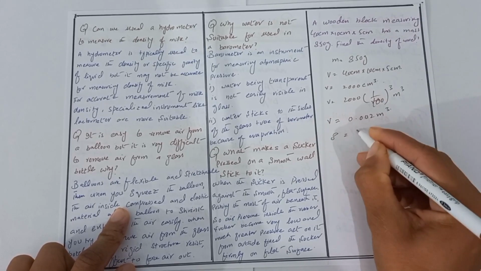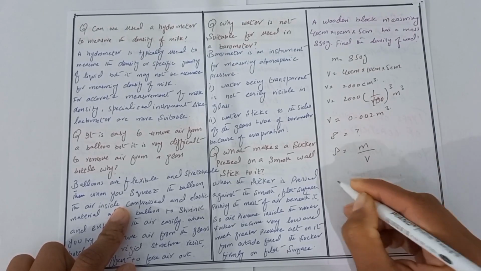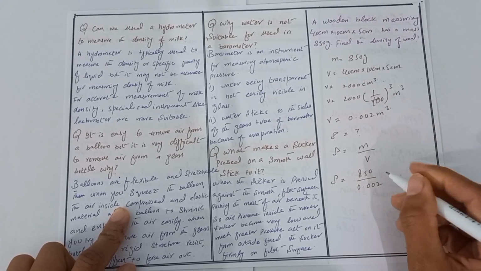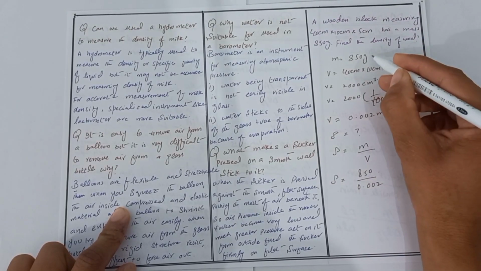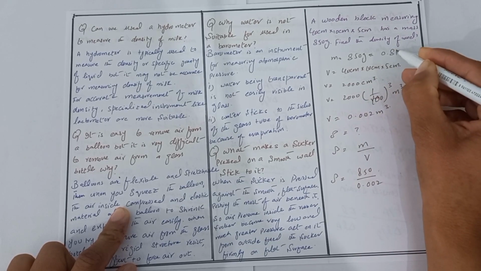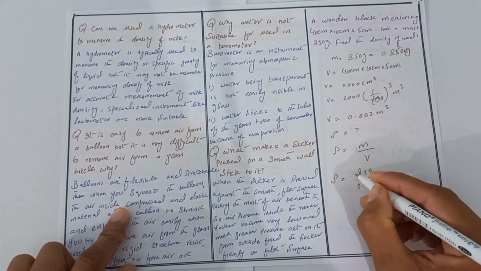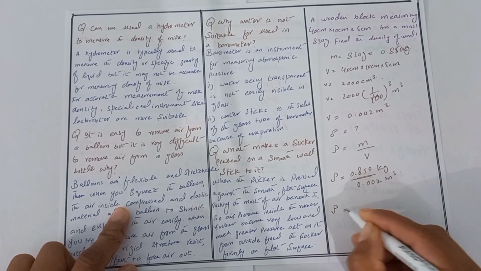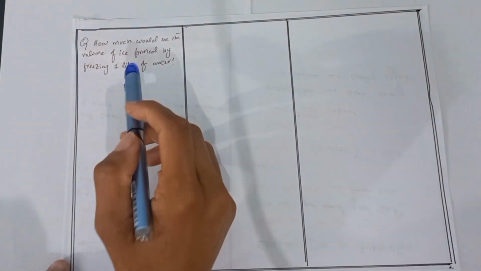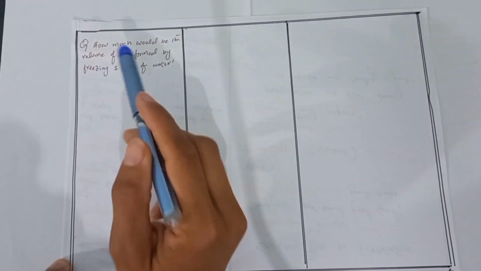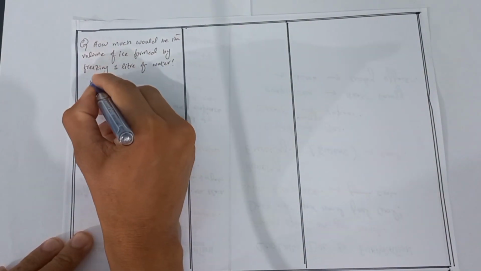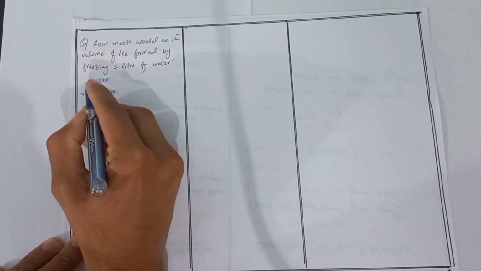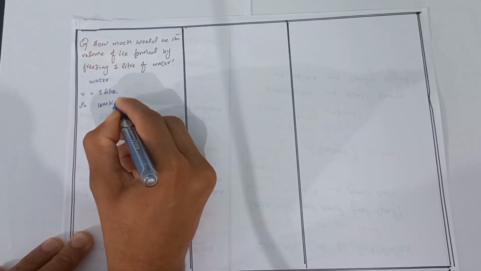Now we find the density. We know the density formula is mass divided by volume. Mass is 850 gram, which changes into 0.850 kg, and volume is 0.002 meter cube. So the answer is 425 kg per meter cube. Now the next numerical: how much would be the volume of ice formed by freezing 1 liter of water? Water volume is 1 liter and the density of the water is 1000 kg per meter cube.